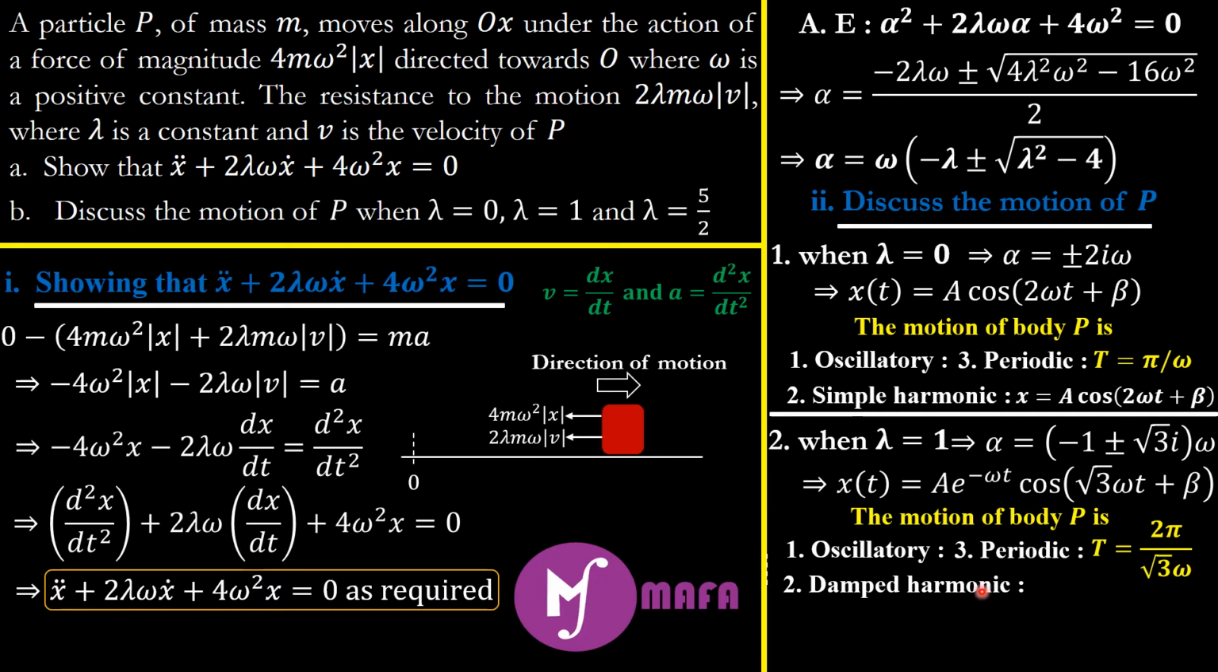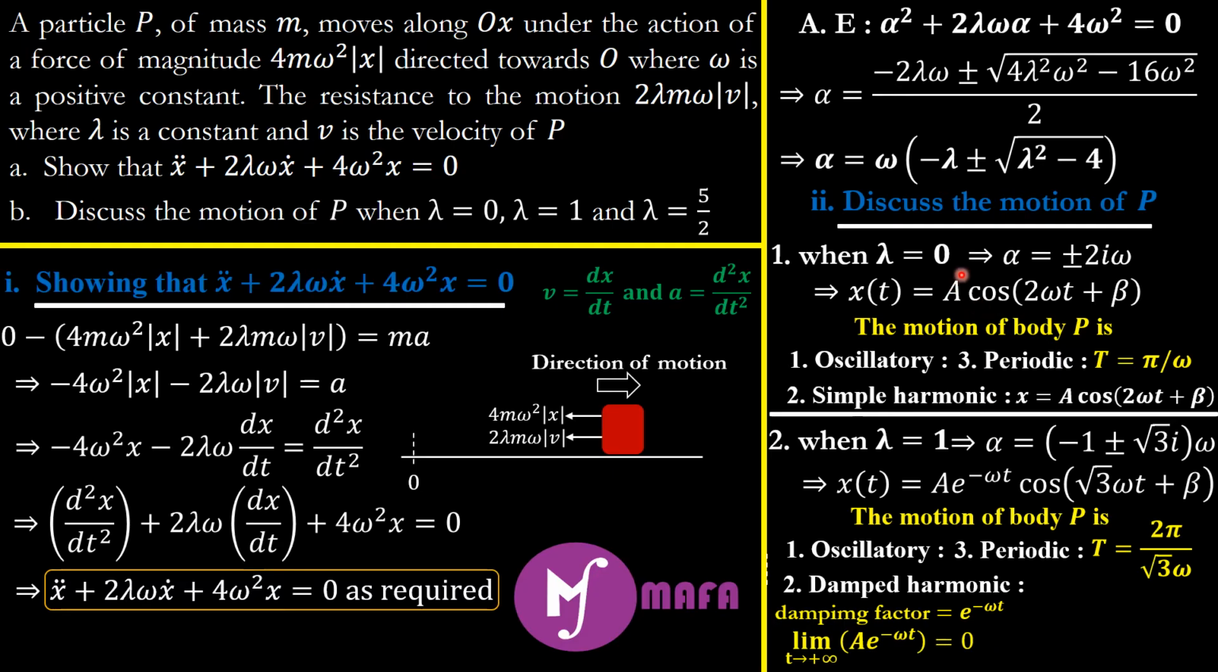Now why is it damped harmonic? It is damped harmonic because as the motion carries on, the maximum displacement dies down to 0. We call the damping factor e to the negative omega t, and then the maximum displacement is simply a e raised to the power negative omega t. But as t tends to plus infinity, it tends to 0. So that is why it is damped harmonic motion.